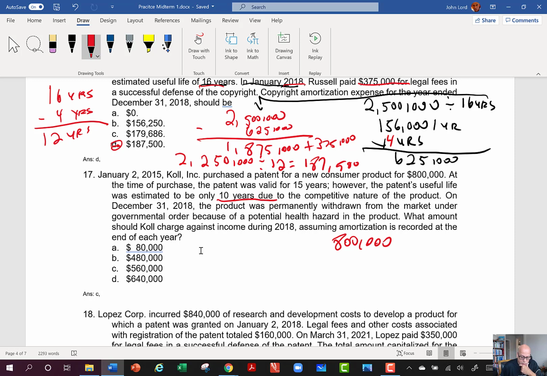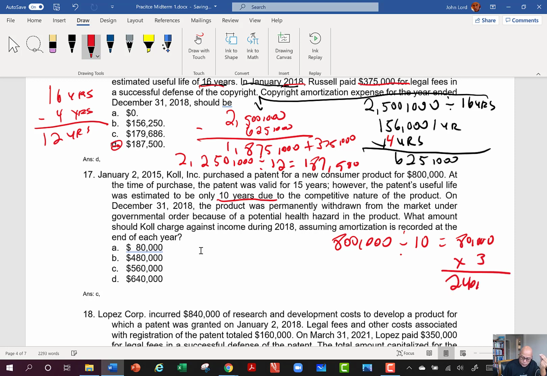On December 31st, the product was permanently withdrawn from the market under government order because of the potential health hazard in the product. Okay, well, we thought we had a patent that was going to last 10 years, but we got the patent in 15, we were able to use it in 15, 16, 17, and then the government came down at the end of 18 and said, no, forget about it, you can't use it anymore. So for at least 3 years I was amortizing it over that 10 years, using 80,000 per year, times the 3 years, 15, 16, 17 that I used it. Don't worry about 18 yet.